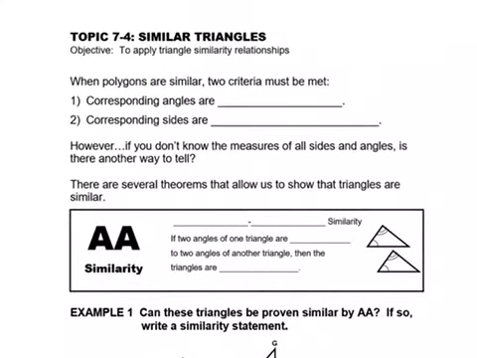So on our 7-4 notes, remember we are talking about similar polygons. 2 things have to happen. The corresponding angles have to be congruent, so the angles have to be the same and the sides have to be proportional. However, if you don't know all of the sides and angles, there is another way to tell.